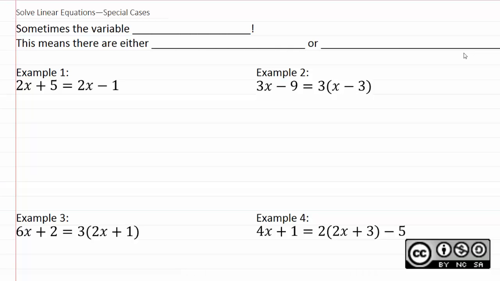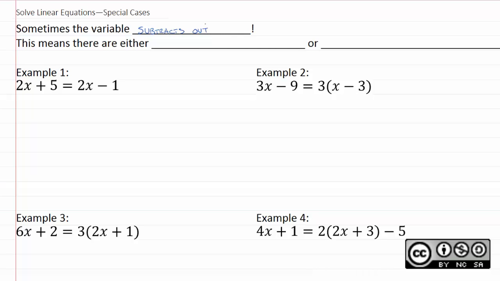By this point, you should feel comfortable with solving just about any kind of equation that has exactly one variable. Unfortunately, things don't always go according to plan with math. Sometimes things happen that shouldn't. Sometimes the variable subtracts out. And when this happens, we have to have some way of handling it.